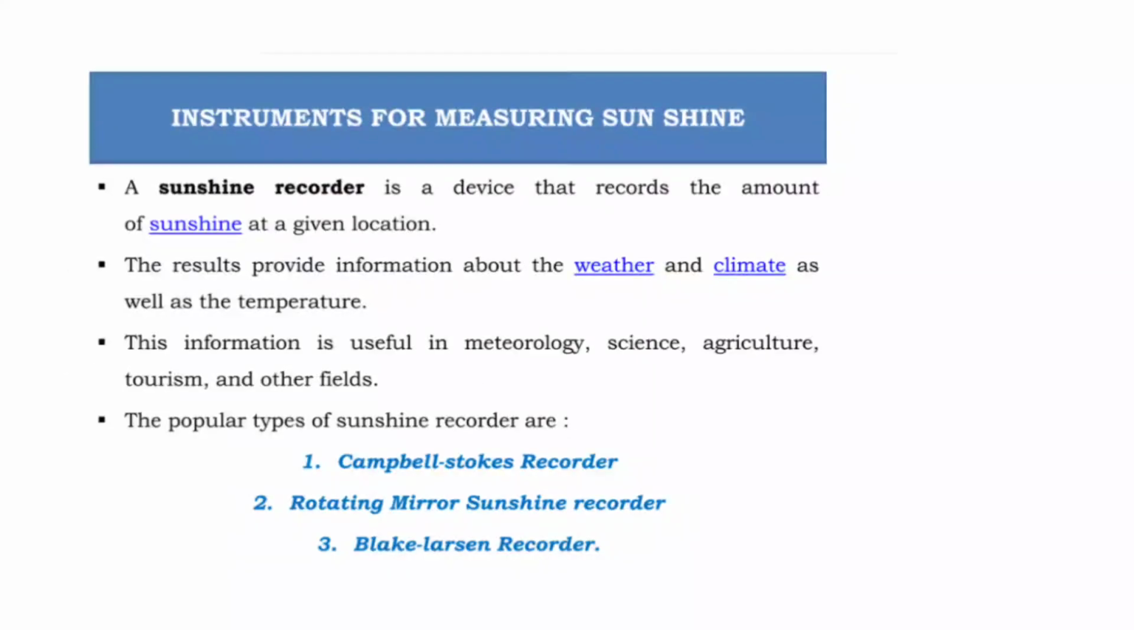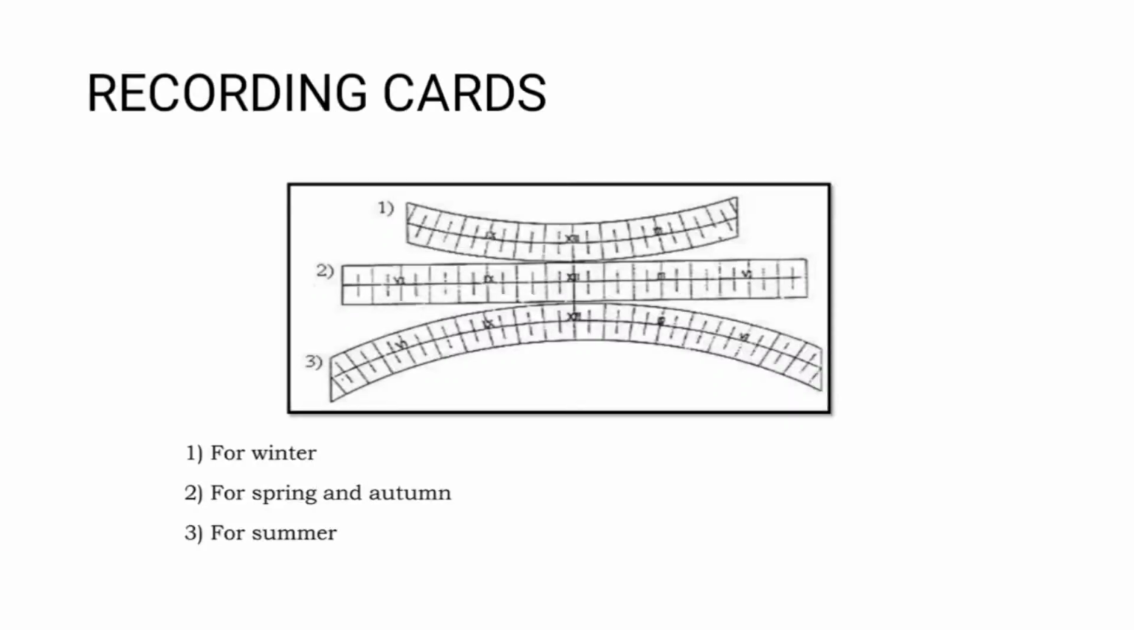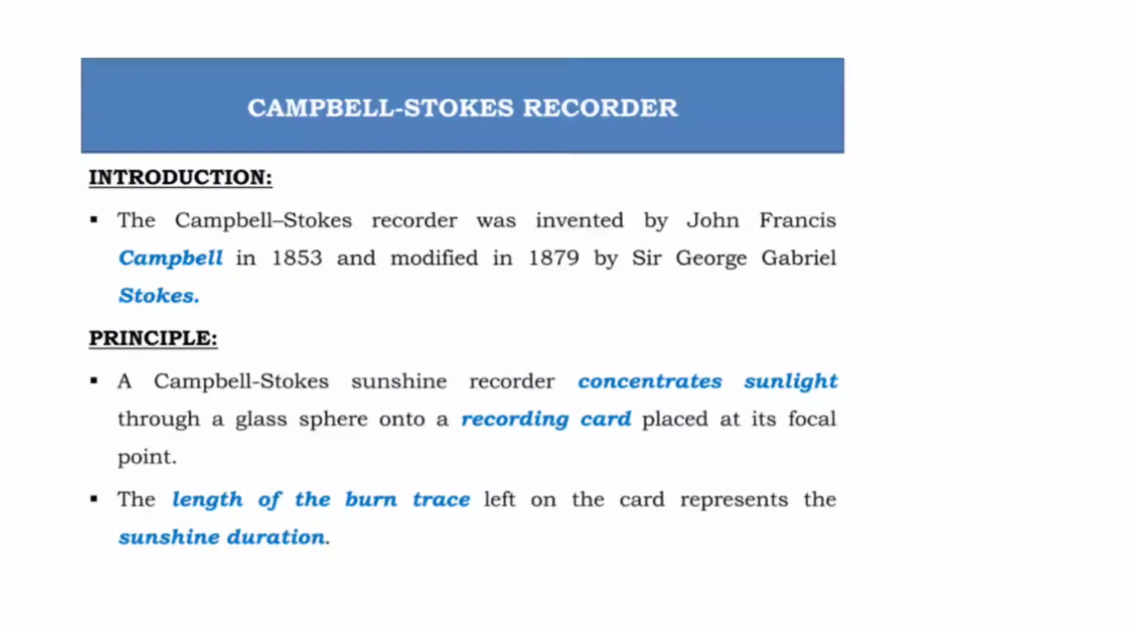Next, the sunshine recorder is also used for recording, depending on the climatic conditions. We have placed one in our campus also. You will have a strip, and from that you mark and calculate. Recording cards are placed on it, and the sun burns the card. This is the Campbell-Stokes recorder. It concentrates the sunlight through a glass sphere onto a recording card. The length of the burnt trace represents the sunshine duration.